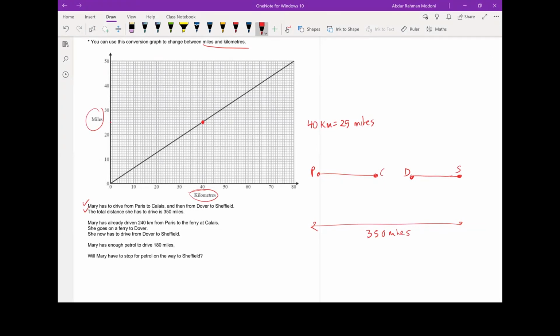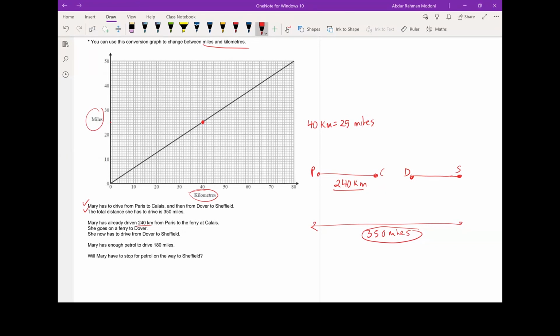And then I go on to read Mary has already driven 240 kilometers from Paris to the ferry at Calais. So 240 kilometers is here. And then she goes on a ferry to Dover, and she now has to drive from Dover to Sheffield. So if this is 240 kilometers, what's the rest of it? Well, we have it in miles, not in kilometers. So what we need to do here is get them to the same units to figure out what the rest is. So I'm going to work out what the total distance, 350 miles, is in kilometers.